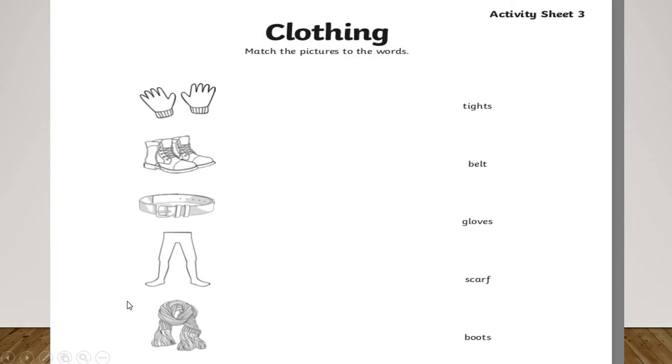And what about the last option? See the cloth. Have you ever seen someone wearing this around their neck? Yes, especially in the winter season, we use this kind of thing, correct? So scarf is the correct answer. Answer number 5 will be scarf. Generally the girls wear it.